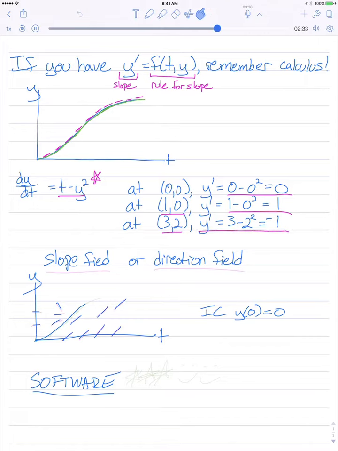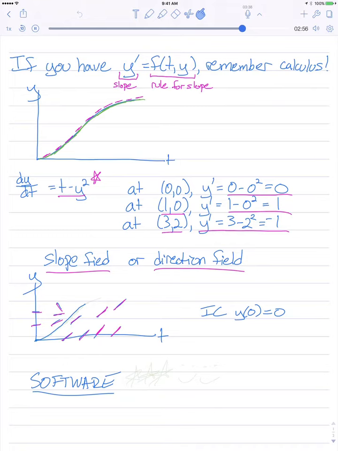So suppose you did this for every point you could think of, and then you drew all that information. You might get something like this. I'm just doing this very roughly by hand, but you would plot a whole bunch of different slopes at different points. And this is called the slope field, or sometimes you'll hear it referred to as a direction field, but it's always the same thing.